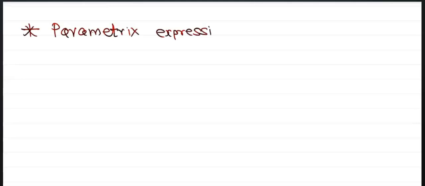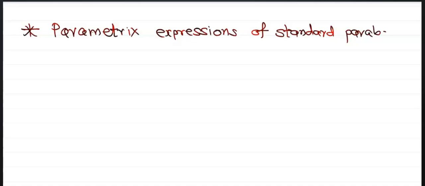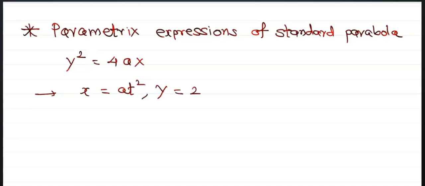Now the parametric expressions. In the case of the circle also we saw the parametric form. x equals a cos theta and y equals a sin theta, or x equals r cos theta and y equals r sin theta, where a or r is the radius of the circle. In the same way, the parametric expressions for the standard parabola are also written here. That is, y² equals 4ax, x equals at² and y equals 2at.